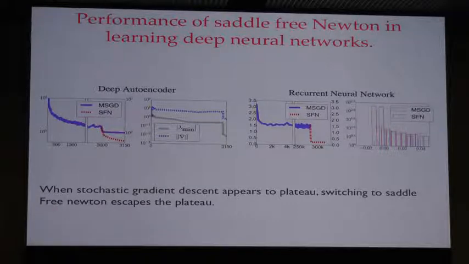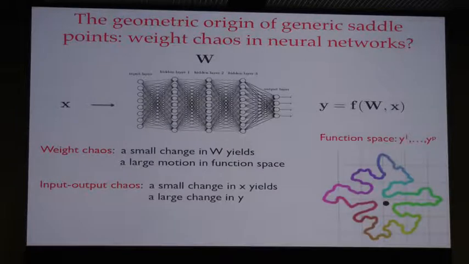Okay, so now what I'd like to talk about next, this is more recent work, is where are all these saddle points coming from? Just in a generic network. Can we obtain a geometric picture of what's going on? And what I'll show you is that we can connect the prevalence of these saddle points to the theory of chaos in the following sense.